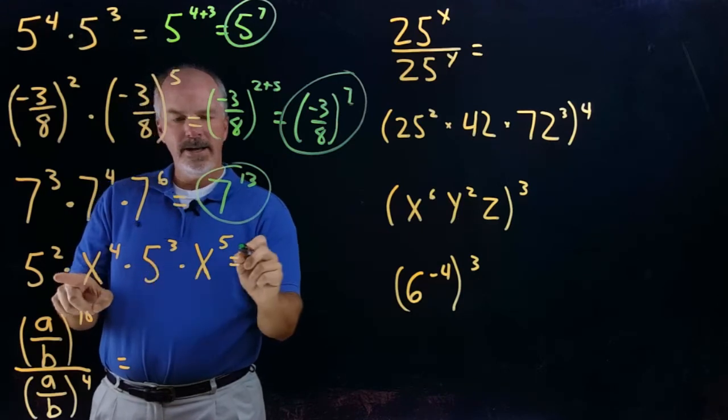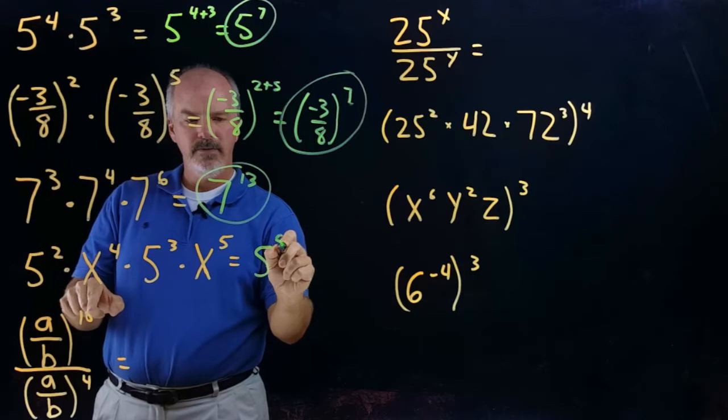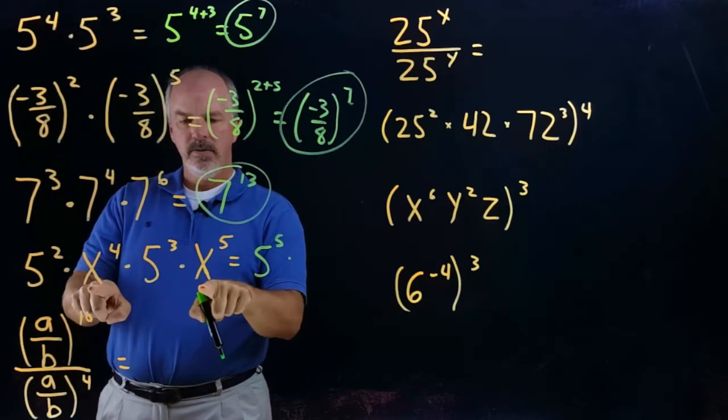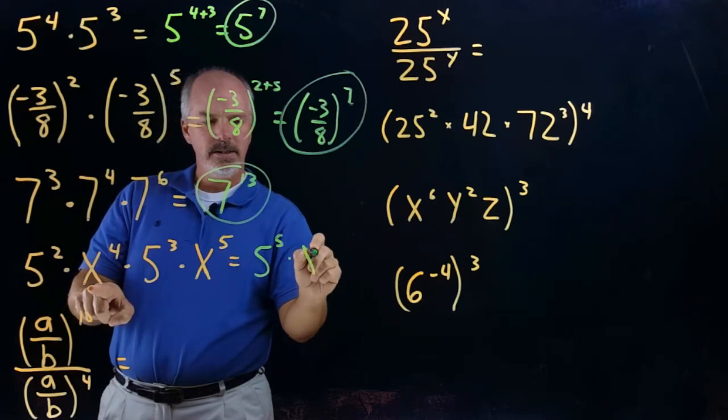And then this one, now we have 2 like bases that we can combine. So we're going to have 5 to the 2 plus 3, which is 5 to the 5th, times x to the 4 plus 5, so that's x to the 9th power. All right.